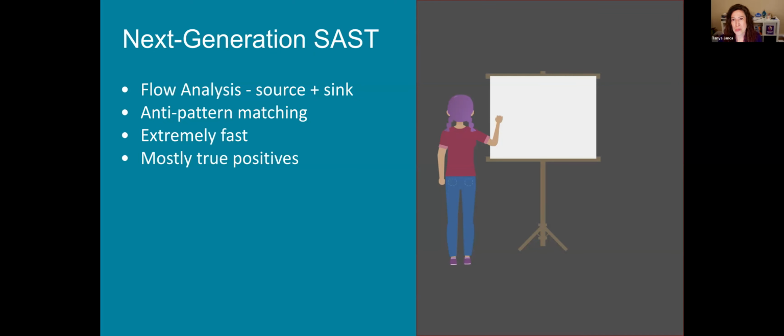It's mostly true positive. So the results, what you're finding, are real bugs. There's very few false positives. But there's some false negatives, which means you miss some things.